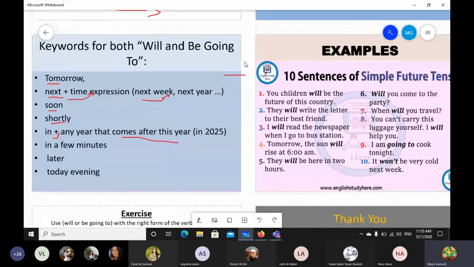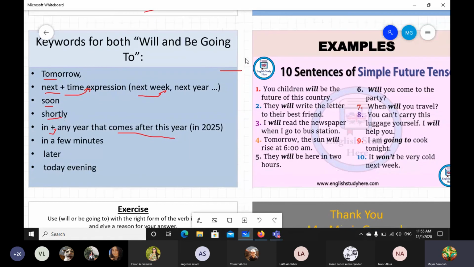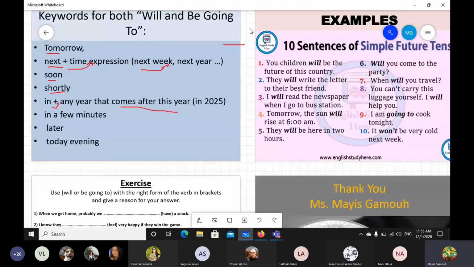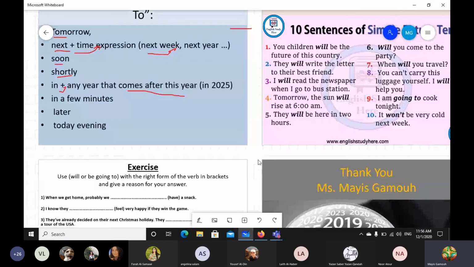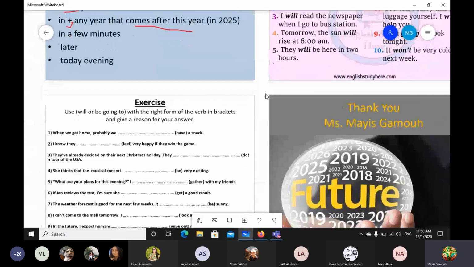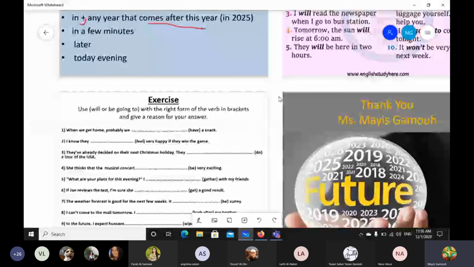And do not worry, in the exam I will have more than one keyword if I want you to differentiate between will and be going to. And also you have to pay attention to the meaning of the sentence in order to answer your exercise, your worksheet, or any question regarding them. With that, we will be done with our lesson for today.